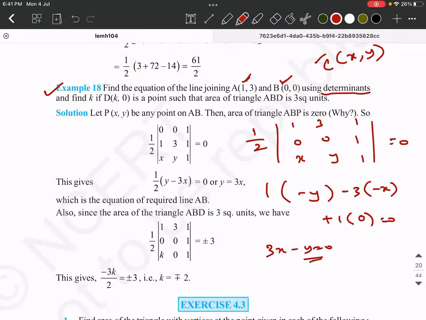That is obvious, right? Because a line passing through the origin and a known point, y is equal to mx, with m as 3. So y is equal to mx is what you will get. So once you find it using determinants, try to validate it using straight lines. Y is equal to 3x. Okay.